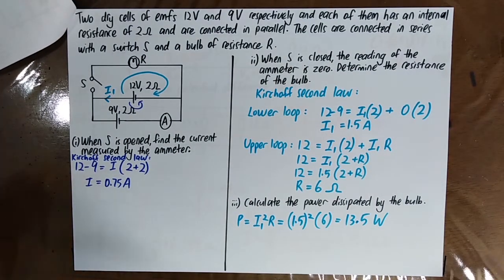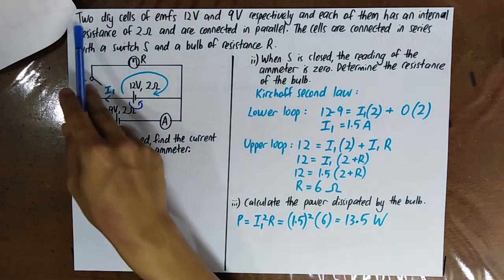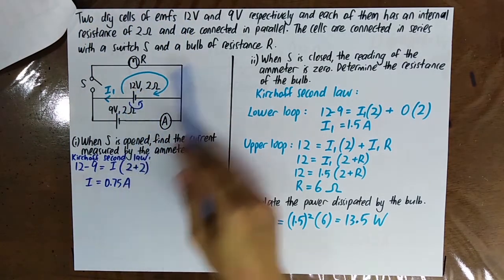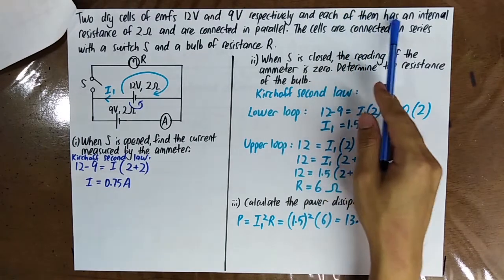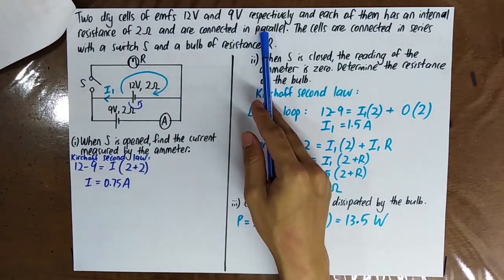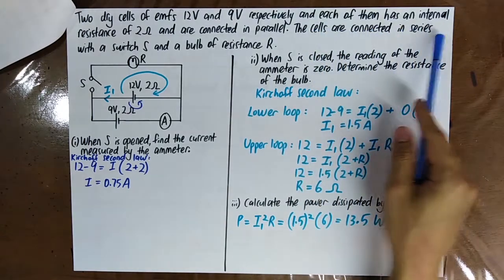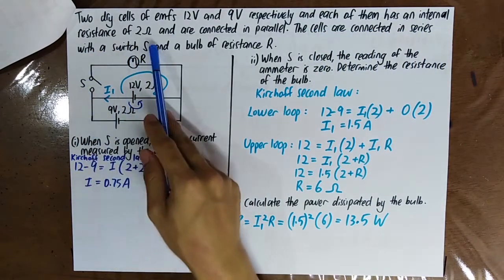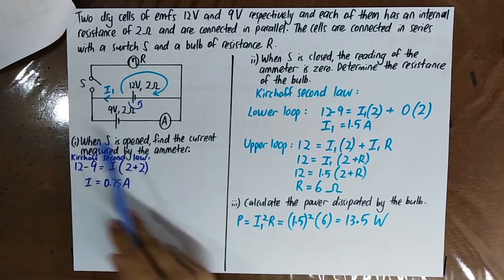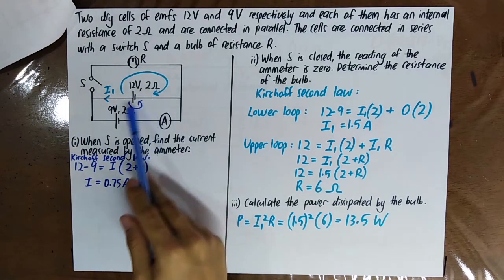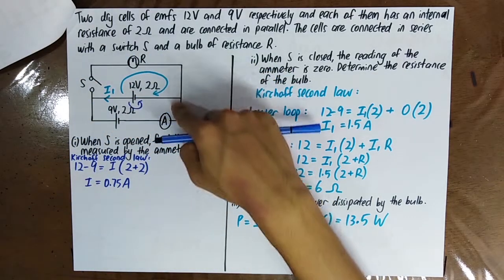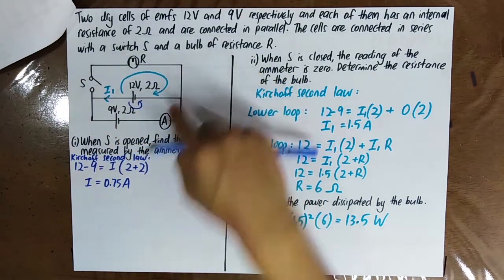Two dry cells of EMF 12 volt and 9 volt respectively, and each of them has an internal resistance of 2 ohm, are connected in parallel. The cells are connected in series with a switch S and a bulb of resistance R. When S is open, find the current measured by the ammeter. When S is open, you ignore this whole thing.